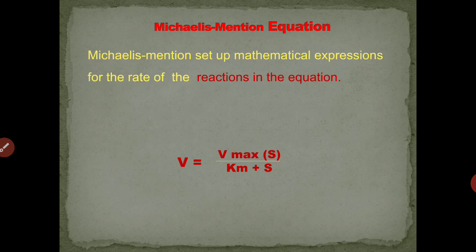This is the mathematical setup which expresses the rate of the reaction in an equation. It is written as V = Vmax × [S] / (Km + [S]), where S is the substrate concentration. This Michaelis-Menten equation describes how the reaction velocity varies with the substrate concentration. So here you can see the relationship between the rate of reaction and substrate concentration.